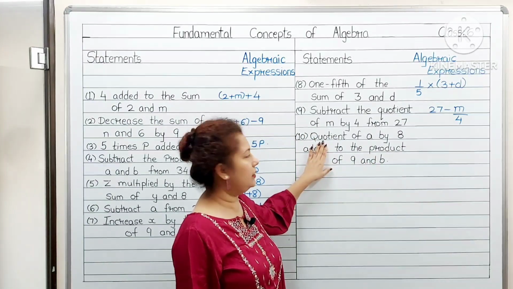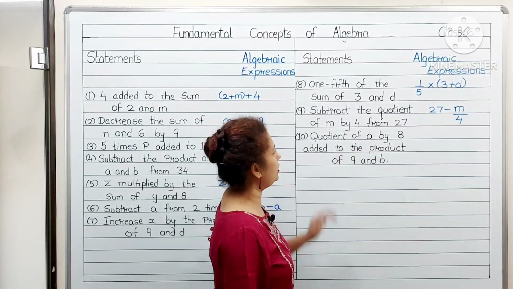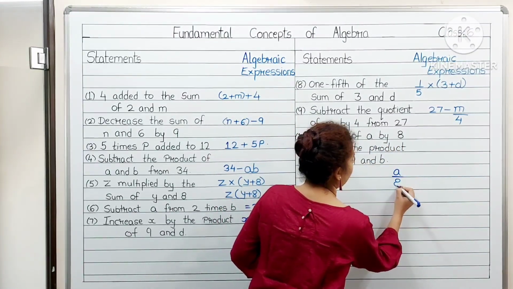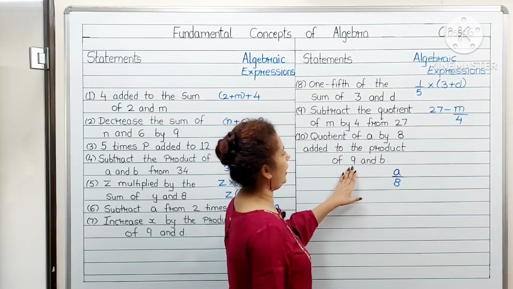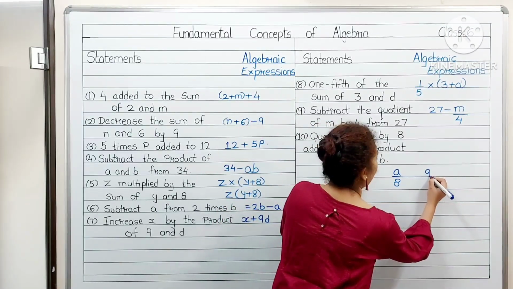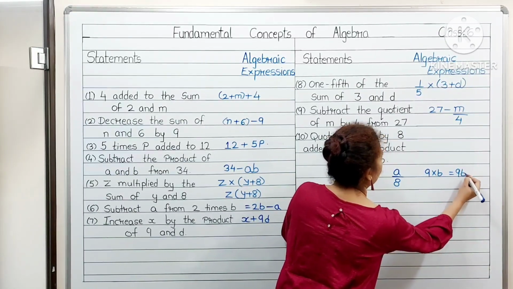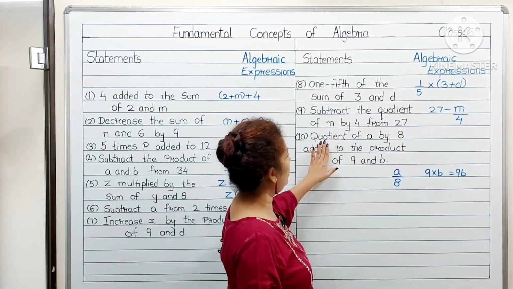Next statement is quotient of a by 8. Quotient of a by 8 means a upon 8. Added to the product of 9 and b. Product of 9 and b is 9 into b, that is 9b. Now we have to join these two parts of the statement.